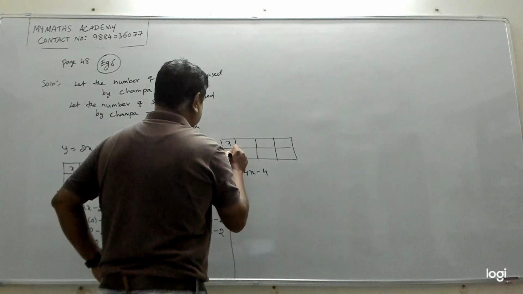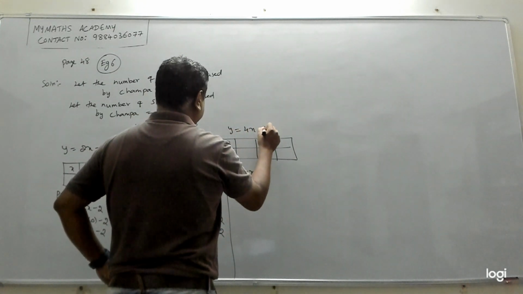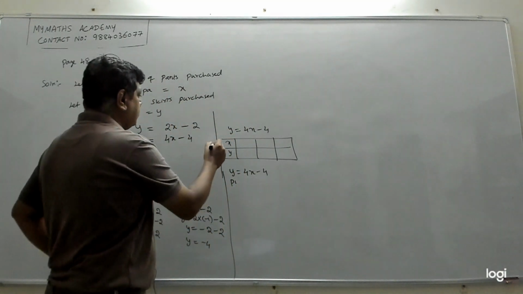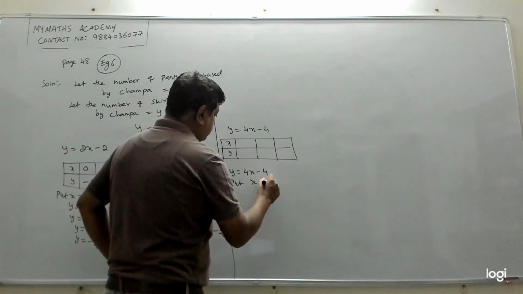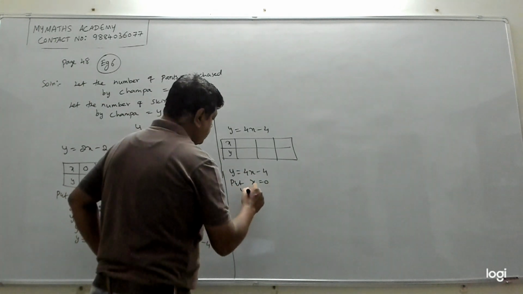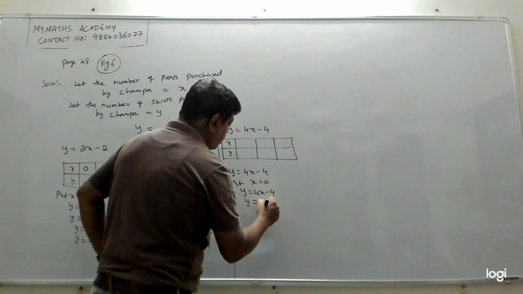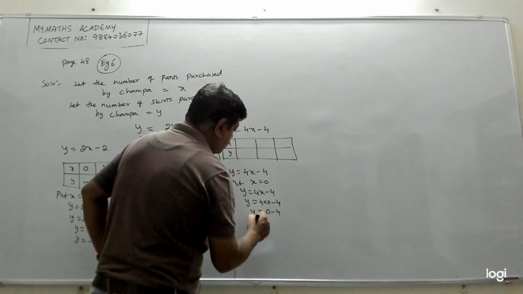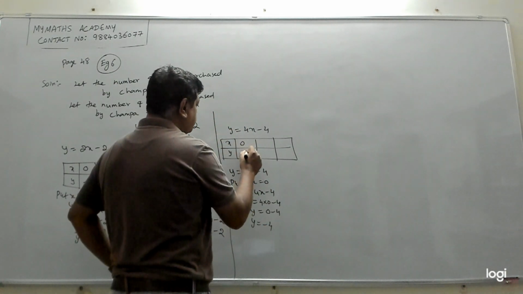Right? X, Y. So we are going to draw the graph for this one: y is equal to 4x minus 4. We will put x is equal to 0. Y is equal to 4x minus 4. If I put x is equal to 0, I'll get 4 into 0 minus 4. So y will become 0 minus 4, so y is minus 4. So when I put x is equal to 0, y is minus 4.